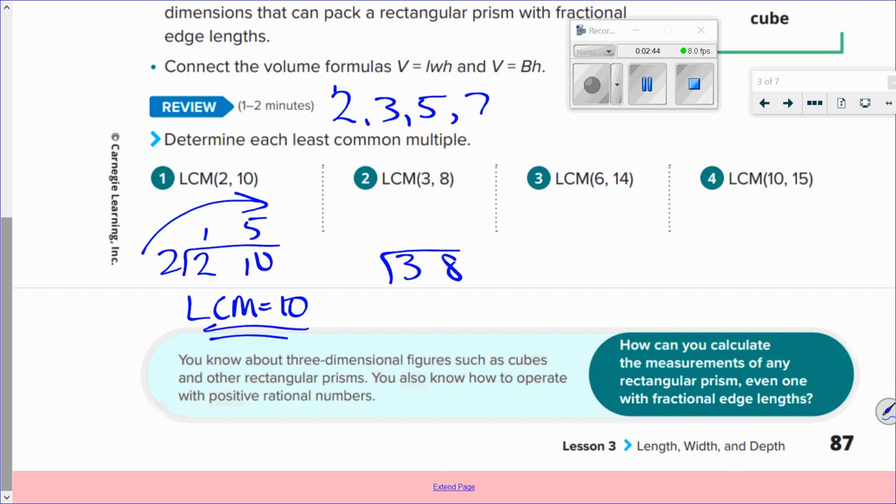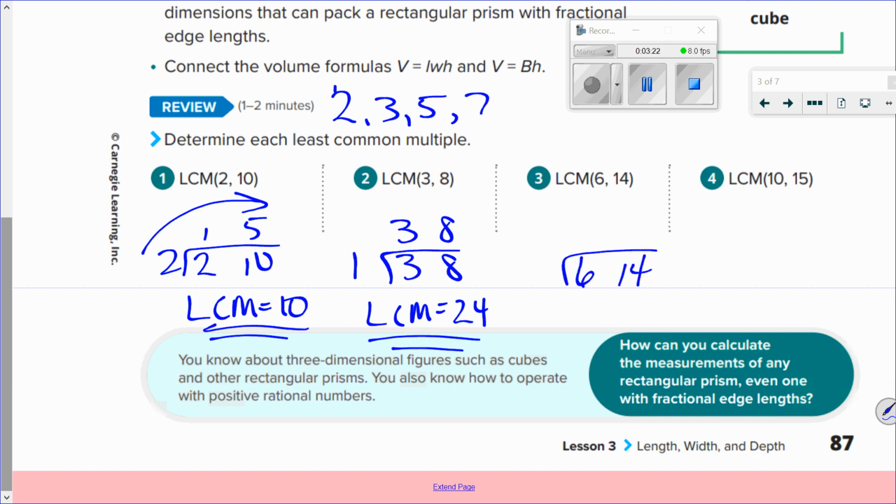3 and 8. That one caused a lot of consternation. Can I divide them both by 2? By 3? So if I can't do one of my 4 key numbers, what number can I do? 1. Who remembers the math term for when the greatest common factor is 1? Relatively prime. Well done, Brandon. If they're relatively prime, I just multiply the numbers. So it's 3 times 8, which is 24.